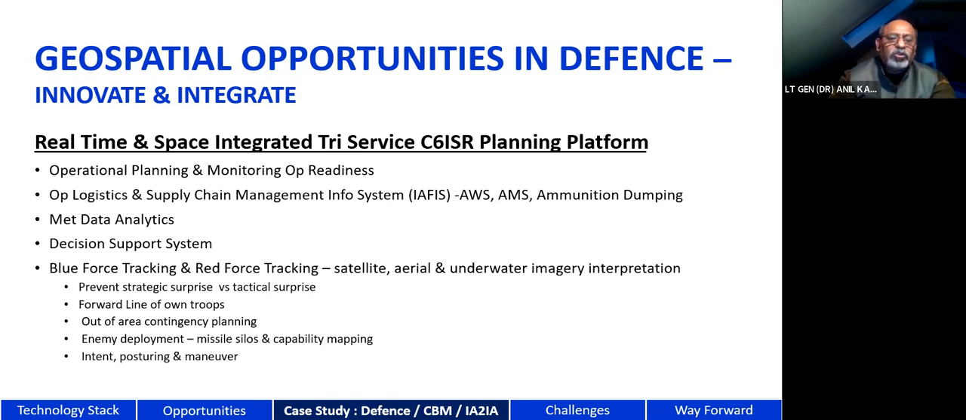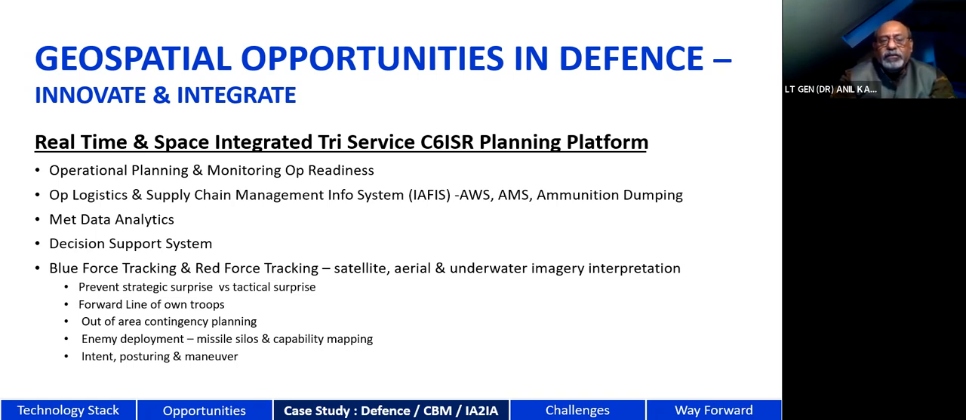Now, all this became a huge, huge manual exercise. And the manual exercise took us almost a week to plan and another 3 weeks to execute. And therefore, the decision support system looked at, okay, let's plan on about 30 odd days, that we'll need about 30 odd days to do it. But should there have been a decision support system wherein you throw in the data, analyze it into an information and come up with an information system which helps you take a decision, things can happen much faster. So therefore, the real-time and space integrated tri-service C6 ISR planning platform is perhaps where the future lies.